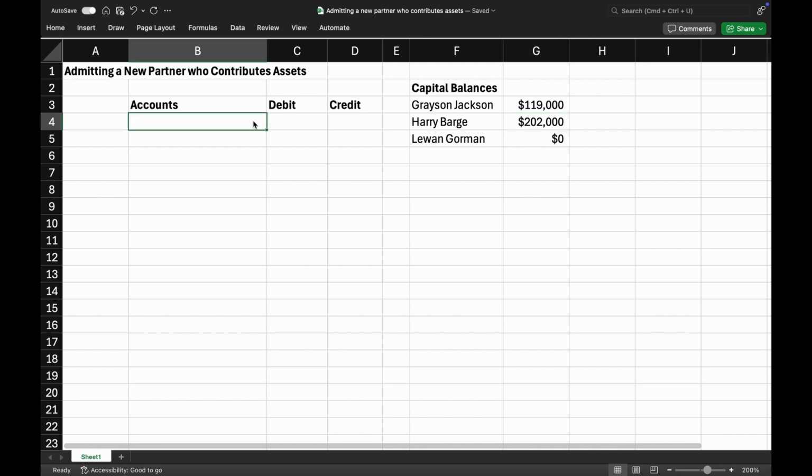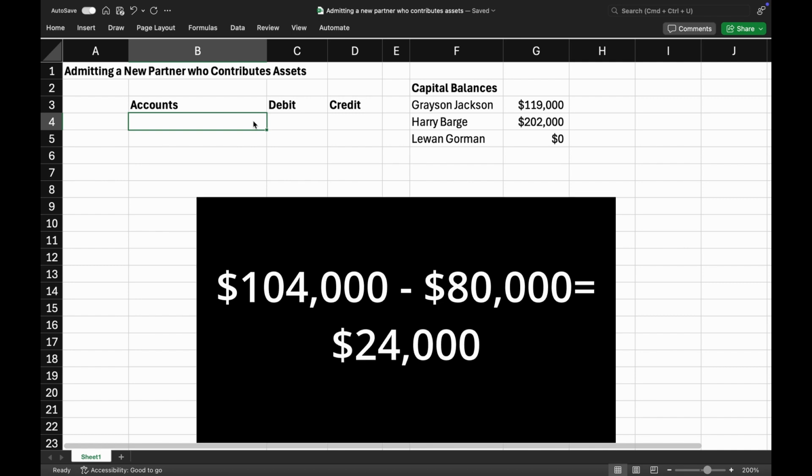Now we must journalize the entry to record the admission of Gorman, who is to receive a bonus of $24,000. This $24,000 bonus is the difference between $80,000, the amount Gorman contributed, and $104,000, the amount of equity Gorman is receiving.